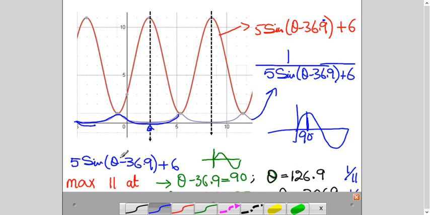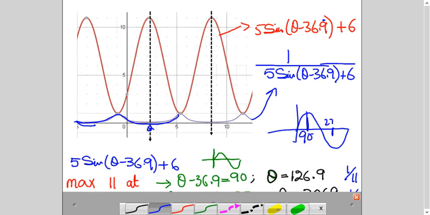I'm repeating, maximum and minimum values you have found out, right? For only this graph, I'm not talking about 1 over. I'm talking about only denominator part. So maximum value is 11 and the angle is whatever is given here equals to 90. Why equals to 90? Because in the original sine graph, your maximum is at 90. Your minimum is at 270.